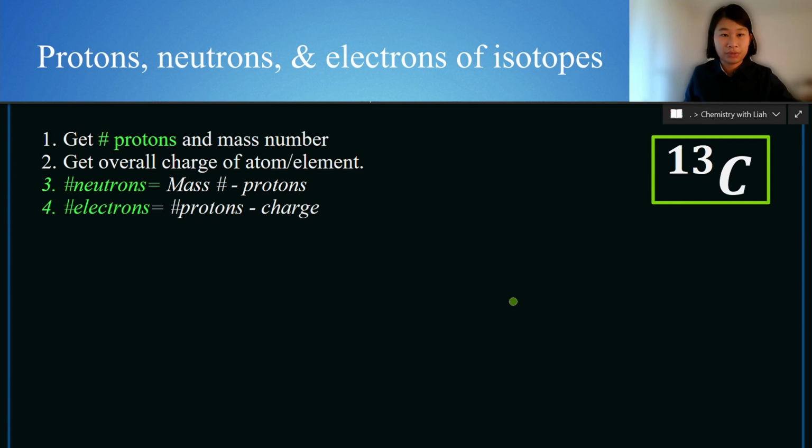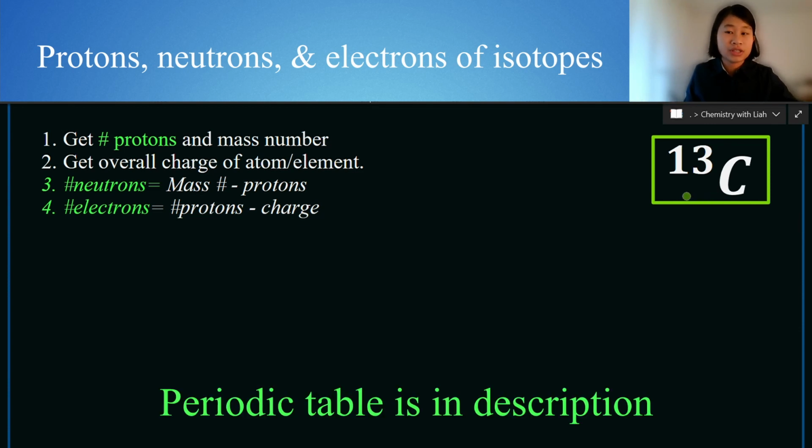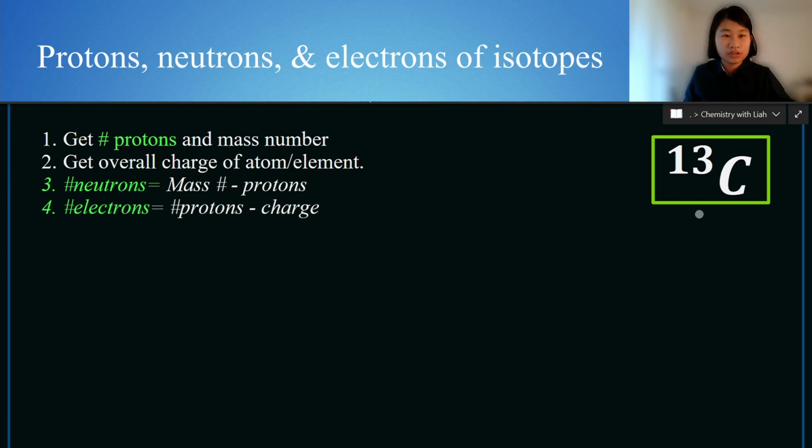Now let's do another example. See if you can find the protons, neutrons, and electrons for carbon-13. Feel free to pause the video for extra time. We're going to start off this problem by looking up carbon in the periodic table to see that it has 6 protons. That is its atomic number. So we have protons is equal to 6, and then the mass number is going to be equal to 13.